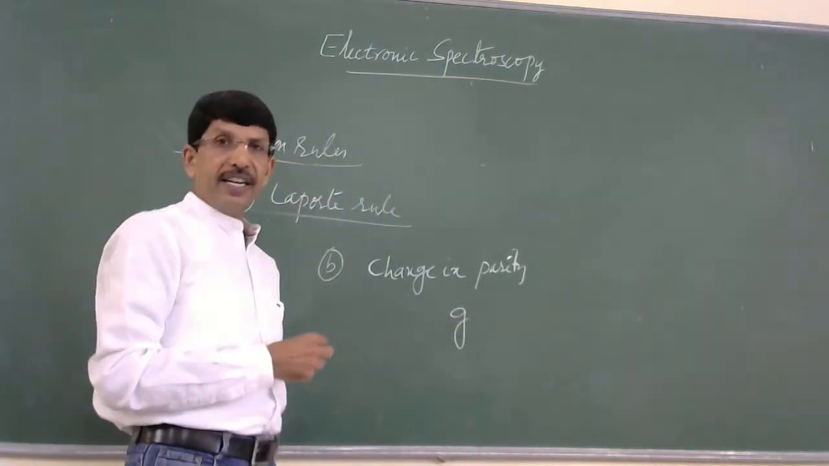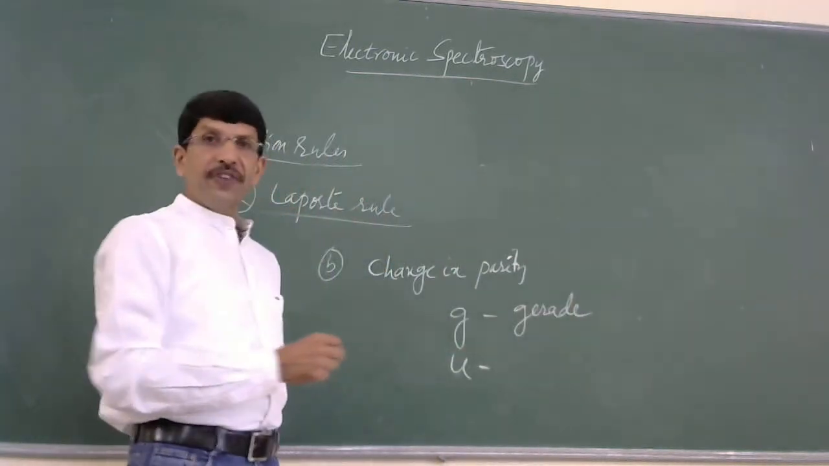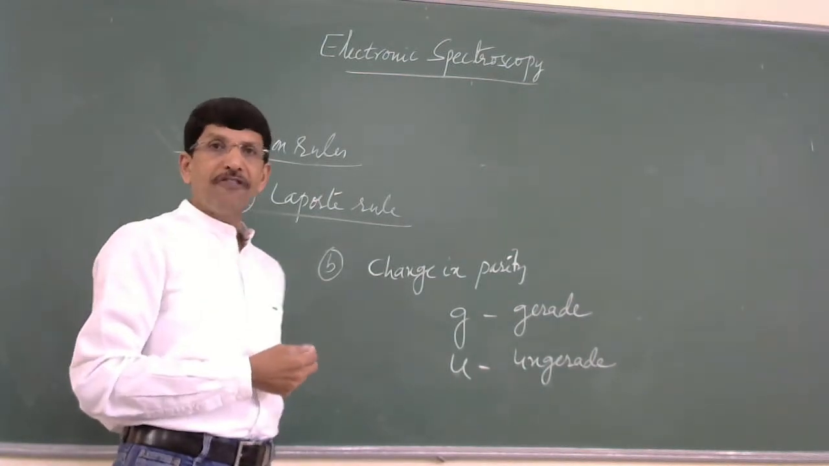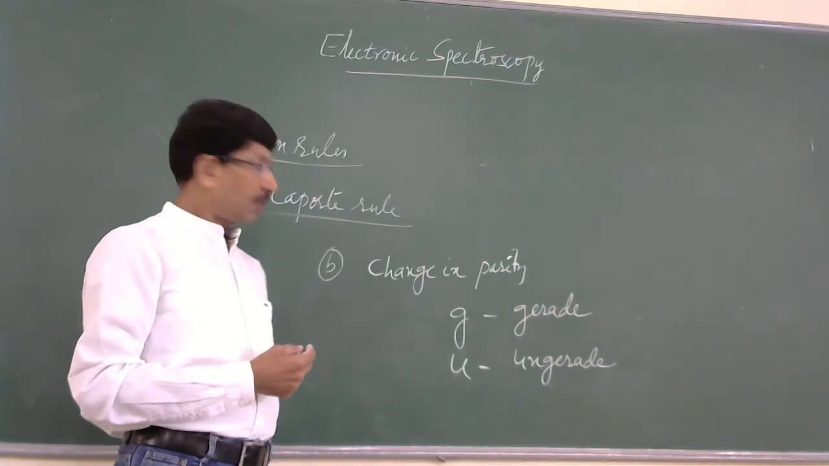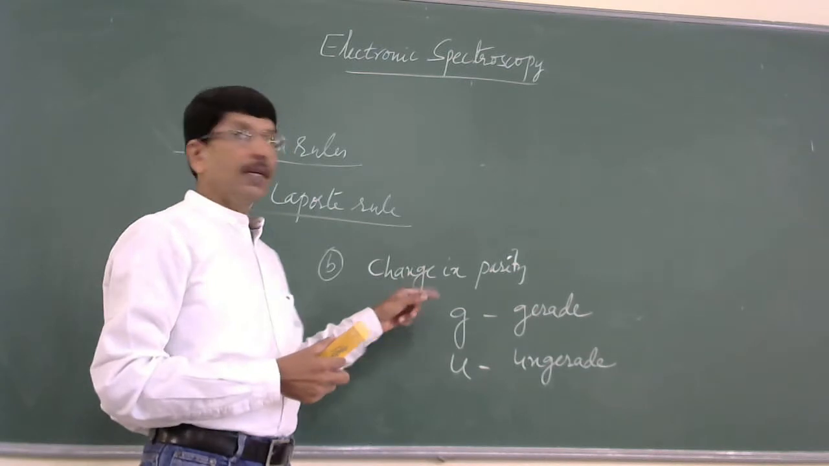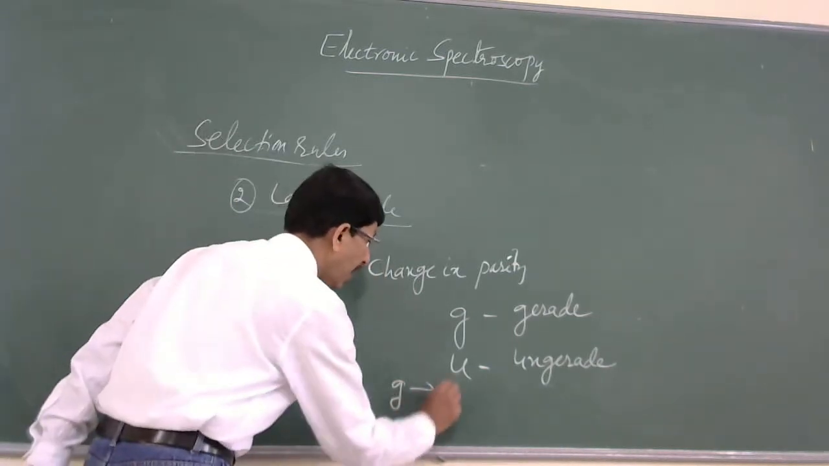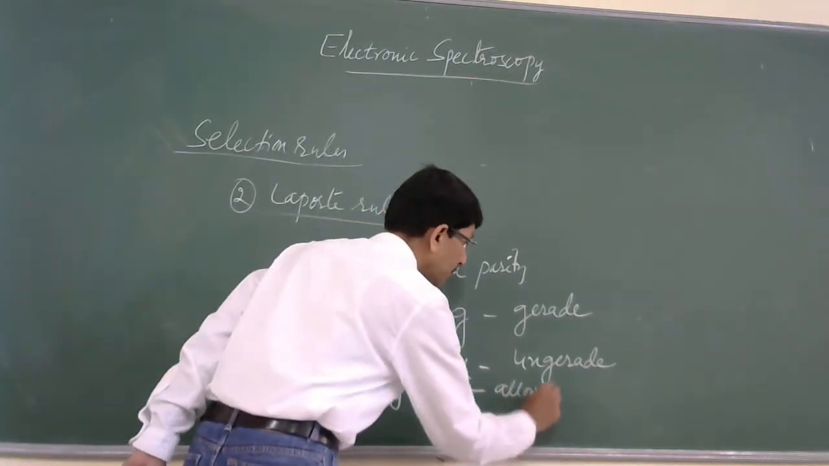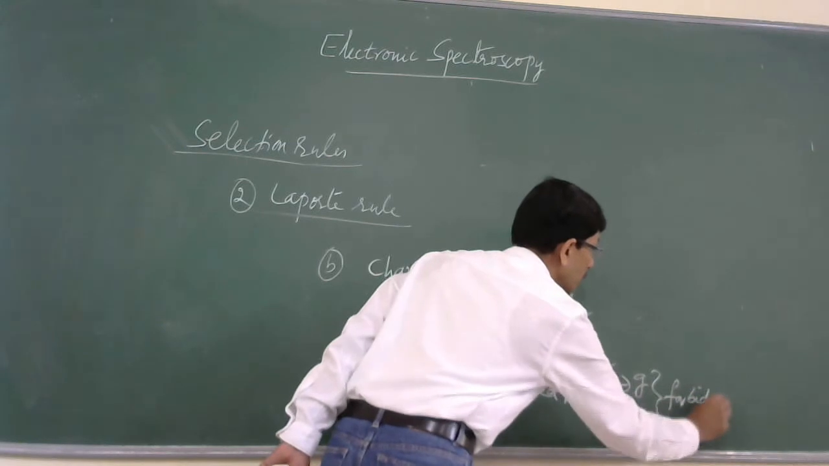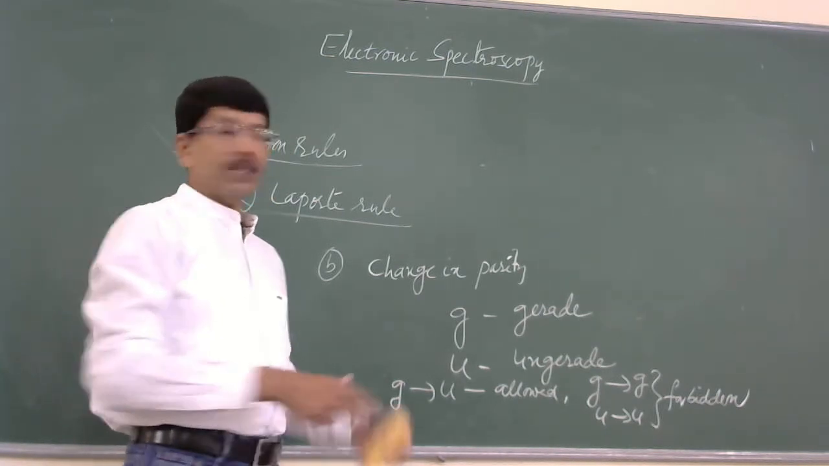The molecules having a center of symmetry are denoted by g, which stands for gerade, and u stands for ungerade. Molecules having a center of symmetry are called gerade, and those which do not have a center of symmetry are called ungerade. Gerade is represented by small g, and ungerade is represented by small u. The rule says that only such electron transitions are possible which are accompanied by a change in parity. In the sense, gerade to ungerade is an allowed transition, whereas gerade to gerade or ungerade to ungerade are forbidden. So these are the selection rules which govern electronic transitions in electronic spectroscopy.